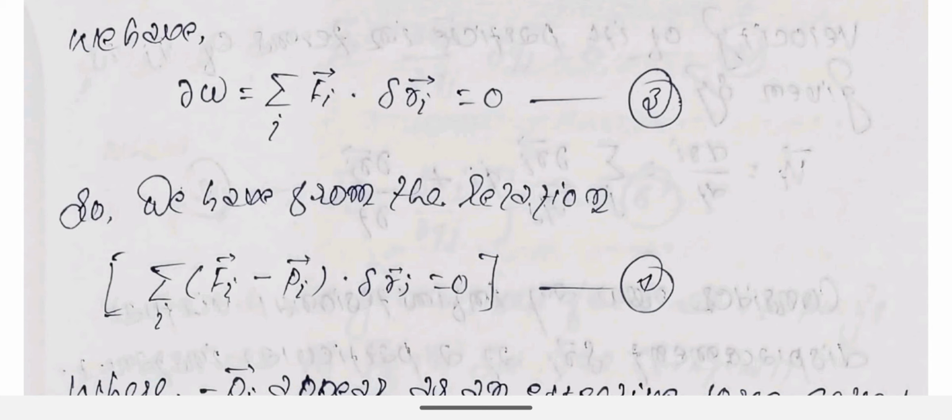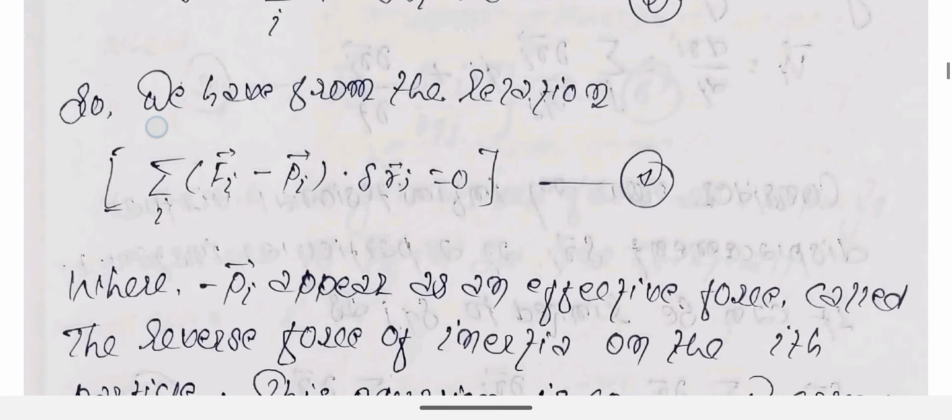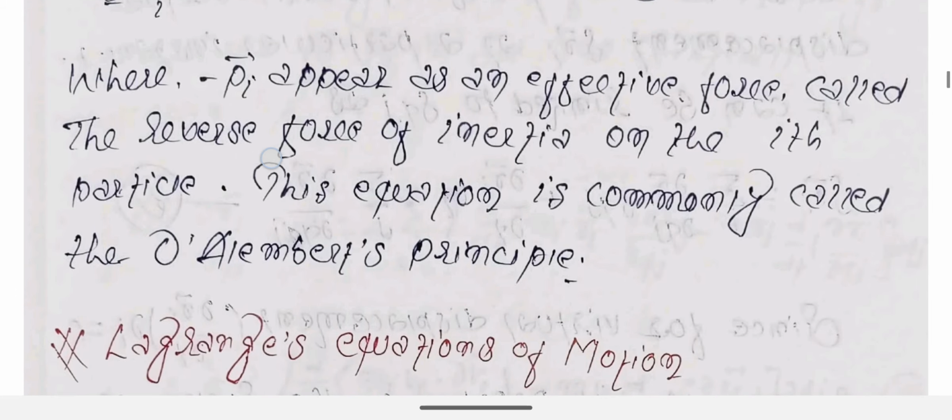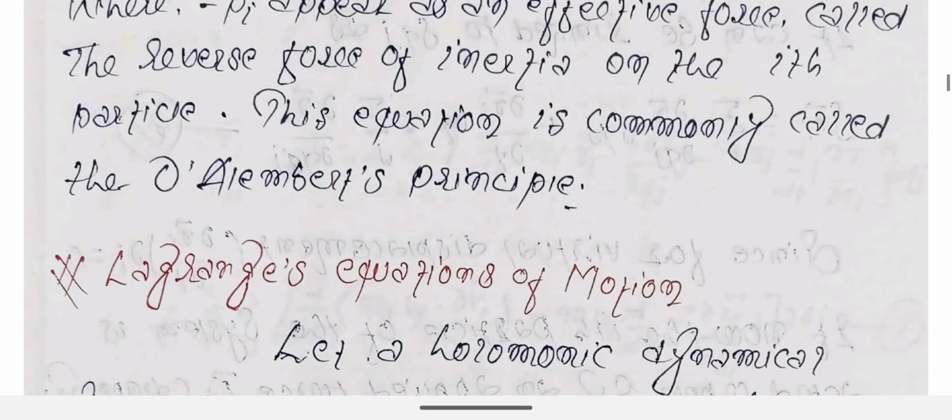So we have from the relation sigma i Fi vector minus Pi dot vector into del Ri vector is equal to 0. This is equation 4, where minus Pi dot appears as the effective force, called the reversed force of inertia, on the ith particle. This equation is commonly called D'Alembert's principle.